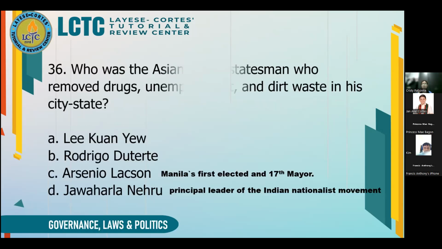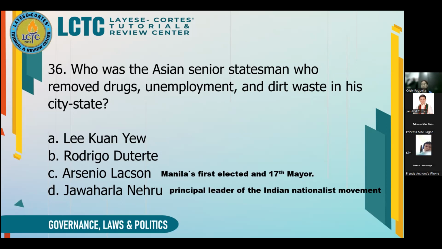Okay, so 36. Who was the Asian senior statesman who removed drugs, unemployment, and dirt waste in his city-state or in his country, in other words? Is it A, Lee Kuan Yew, B, Rodrigo Duterte, C, Arsenio Lacson, or D, Jawaharlal Nehru?